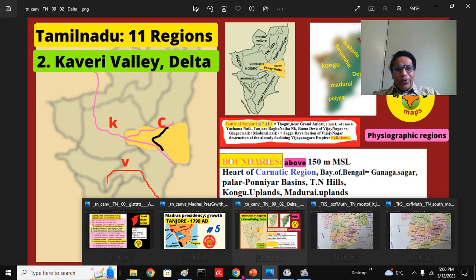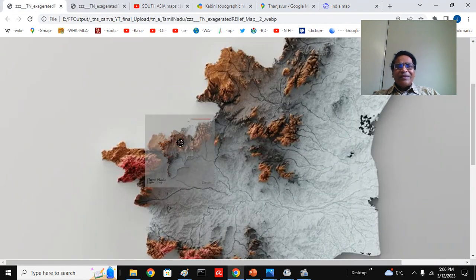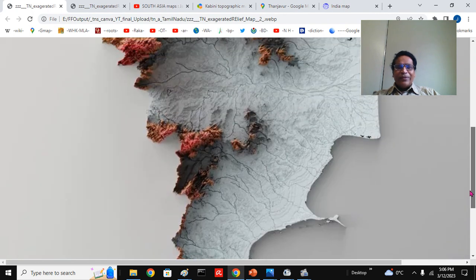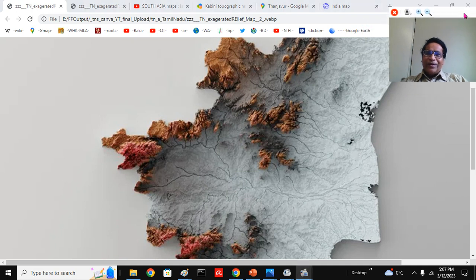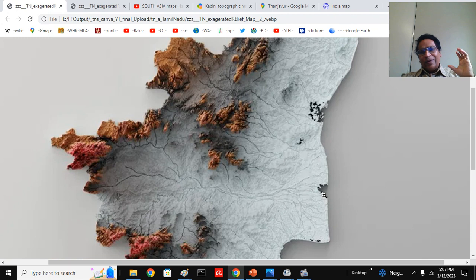So we can go and look at the map. We are looking at Tamil Nadu's physiographic regions, the topographic aspects. Here is Karaikal. Whenever you see Pondicherry or Puducherry, you can think of it as the historic South Arcot district. When you see the Karaikal exclave, you can think of it as the historical Thanjavur district.